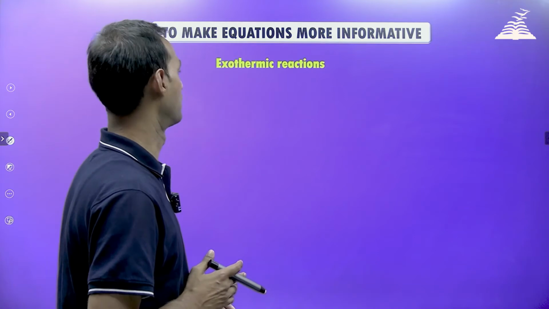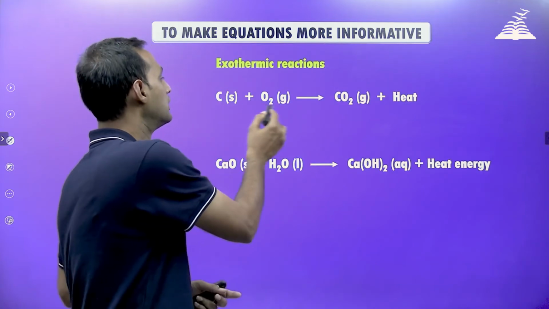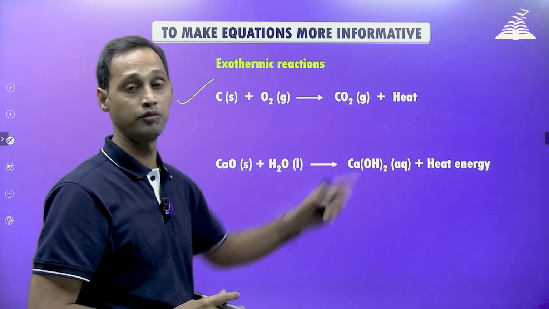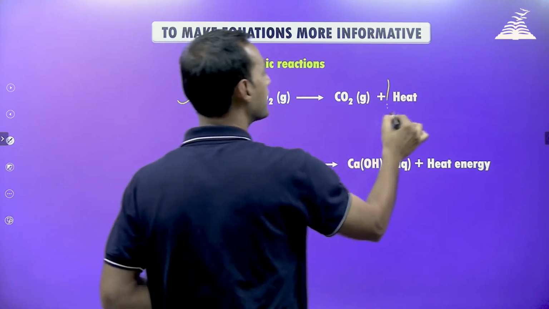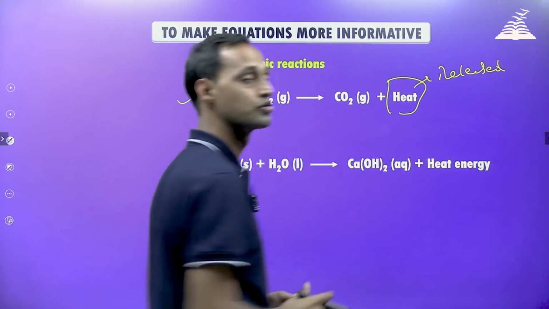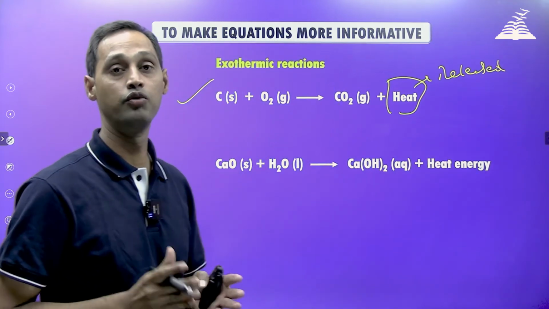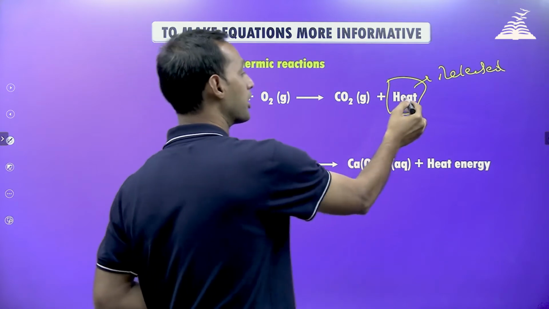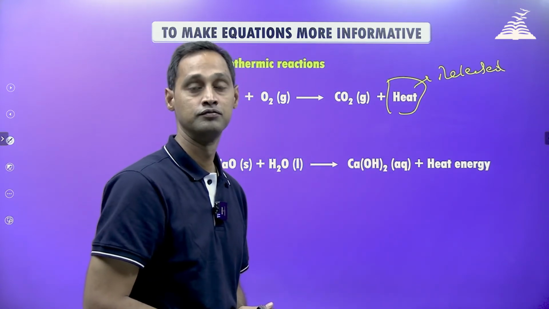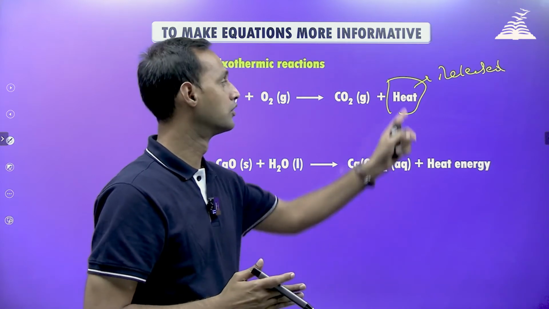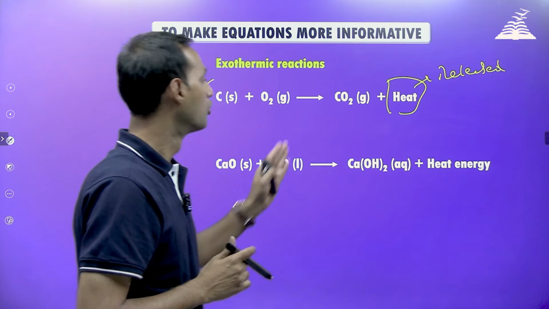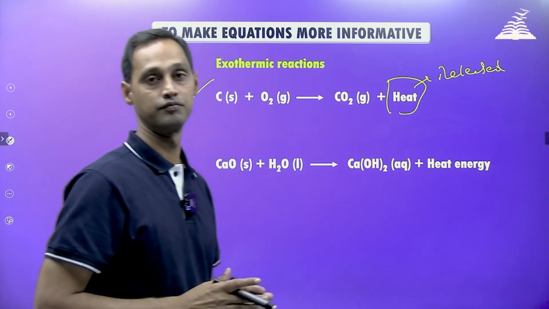We'll take an example here. This is an exothermic reaction. Burning of carbon is an exothermic reaction because heat energy is released. Heat energy is released, so it is exothermic. But how do we indicate it? We write plus heat on the right hand side of the equation. That is how we indicate release of heat, exothermic reactions. You can either write heat or heat energy.